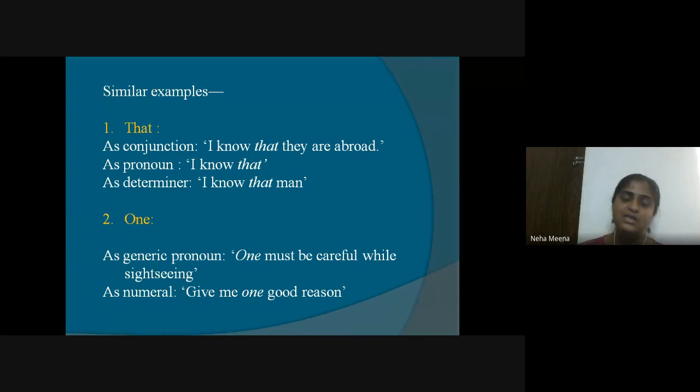So in such a case, this particular word one, the single entity, will become the address for every particular person, not combined individually, but combined through this particular function. Then when it is used as a numeral, as in give me one good reason, the person is asking for one or a single good reason. Now we have talked about the different contexts in which these words can be used.